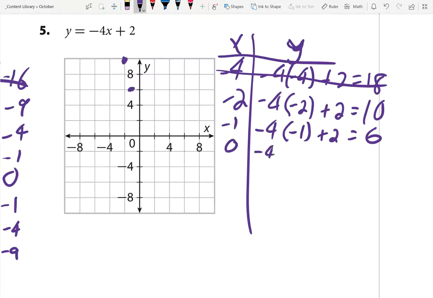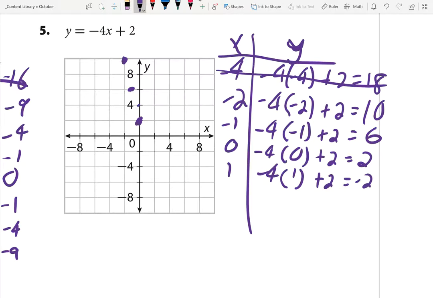Then we have 0. If we plug in 0, we're going to have the answer of 2. So we'll have 0, 2. Oops, it's going to be right there. Plug in 1. -4 times 1 is -4. -4 plus 2 is -2. So that'll be 1, -2. If we plug in 2, -4 times 2 is -8. -8 plus 2 is -6.